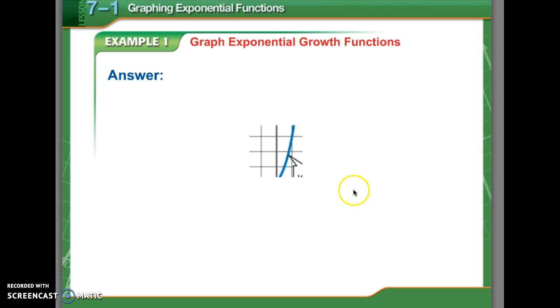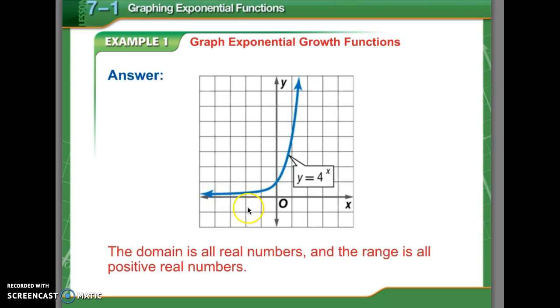Then we're just going to come over and sketch those 5 points on our graph, make a smooth curve, make sure your graph does not cross over the x-axis. The domain is always going to be all real numbers, and the range for this function is all positive real numbers. You can't have any negative y values if you look at this function.